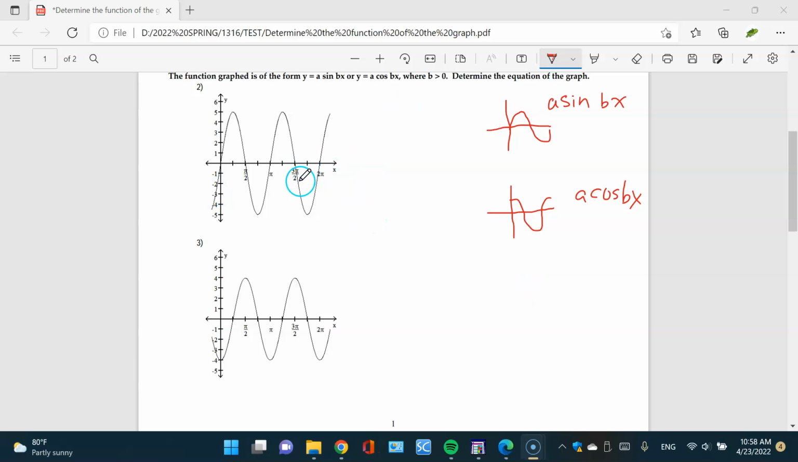Determine the function of the graph. So you need to know the standard function of the trig function. For example, this is a standard sine function. It is an odd function because it is symmetric with respect to the origin. So the positive sine function has an increasing curve passing through the zero.